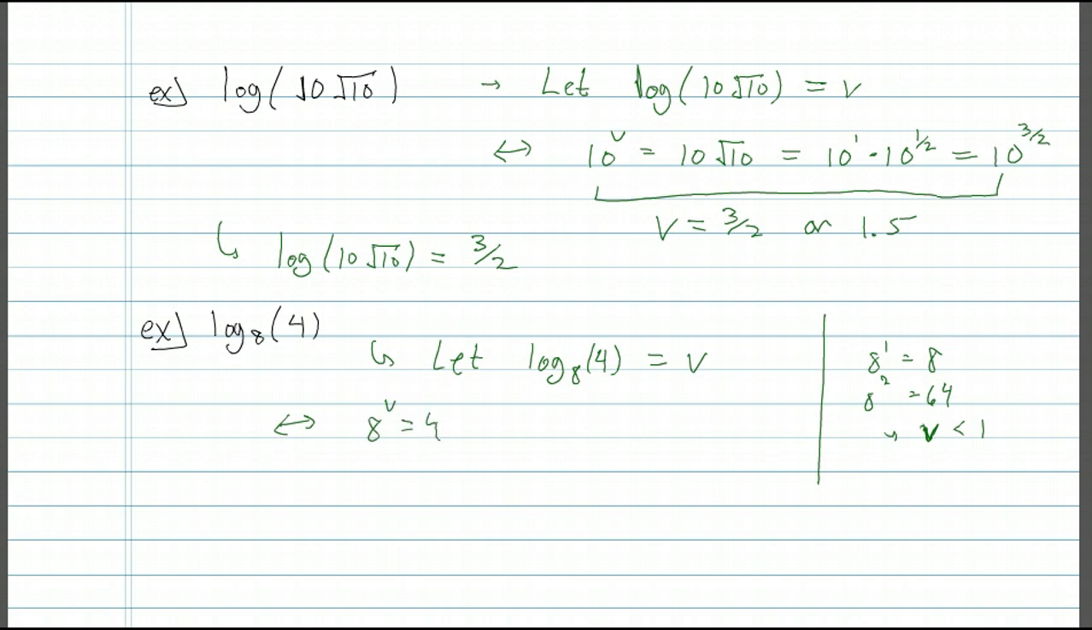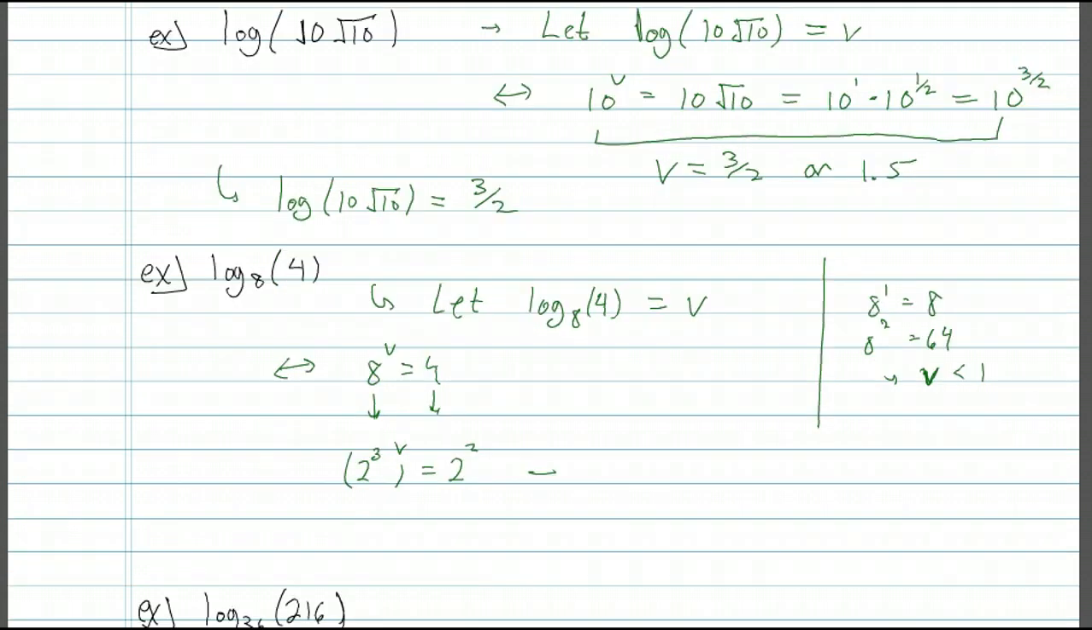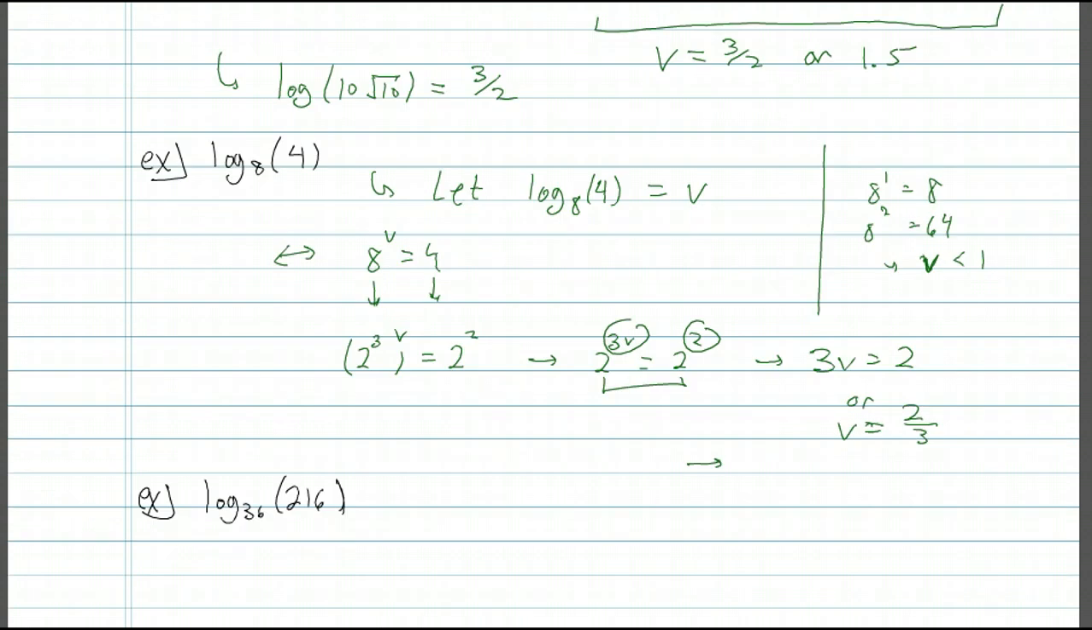All right, so the idea for this one's going to be, let's make the bases on each side the same. Let's reduce the bases if we can. 8 and 4 are both powers of 2. So we can say 2 to the third power raised to the v power is equal to 2 squared. Now on the left hand side we're going to multiply our exponents together. We've got a base raised to a power raised to another power. Then we get the bases to be the same. So we conclude that the exponents have to be the same, which means 3v equals 2. Solving for v, we get that v is 2/3. Okay, so what does that mean? That was our exponent. That's what our logarithm is equal to. Log base 8 of 4 is equal to 2/3.